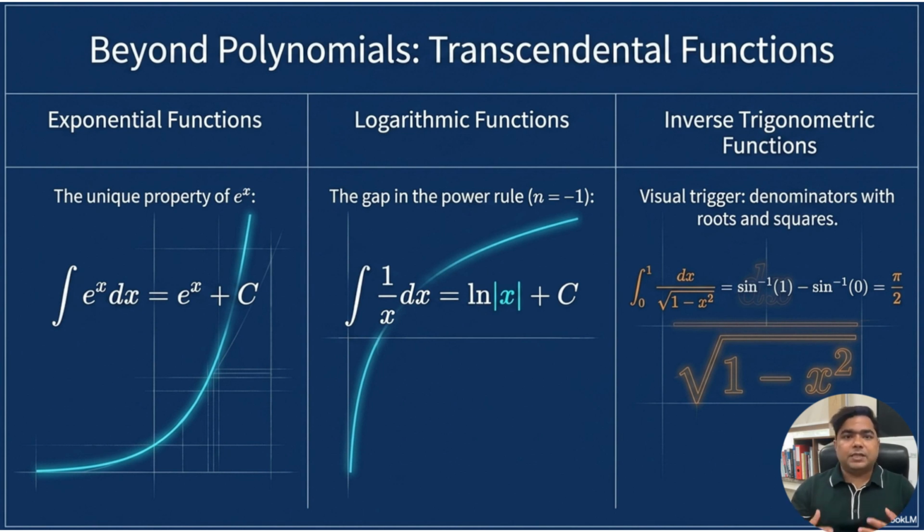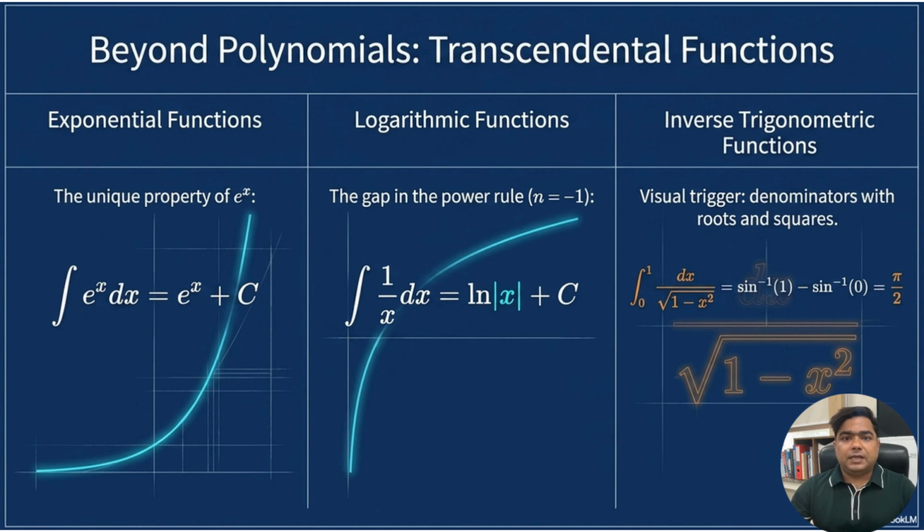The second category is logarithmic functions. There is one important exception to the power rule. The reverse power rule does not work when the exponent is -1. That means the integral of 1 divided by x is not found using the normal power rule. Instead, it becomes the natural logarithm of the absolute value of x plus c. In spoken form, the integral of 1 over x with respect to x is the natural log of the absolute value of x plus c.